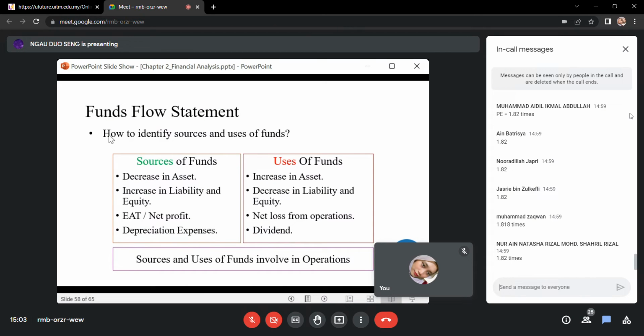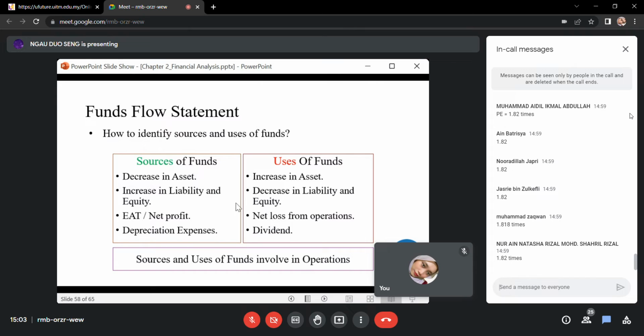Right, next we have how to identify sources and uses of fund. For example, decrease in asset is money coming in. As an example, take current asset, account receivable. If account receivable decreases, it means you have collected back the debt. So you have cash increase. Asset here excludes cash, cash is different. For fixed assets, for example land decreases, it means you sold the land, so you get cash.